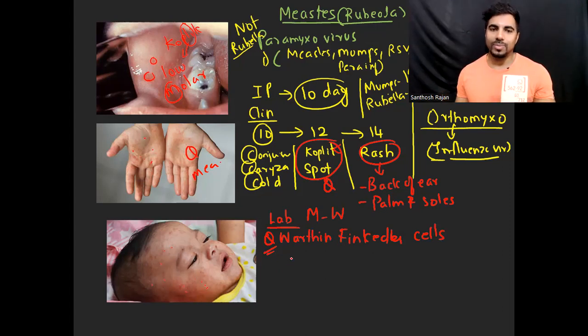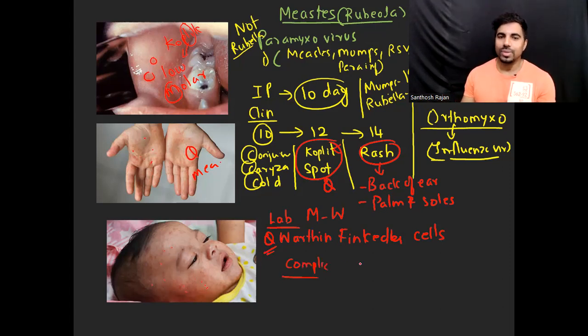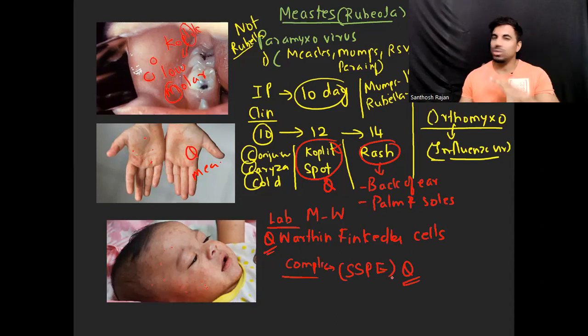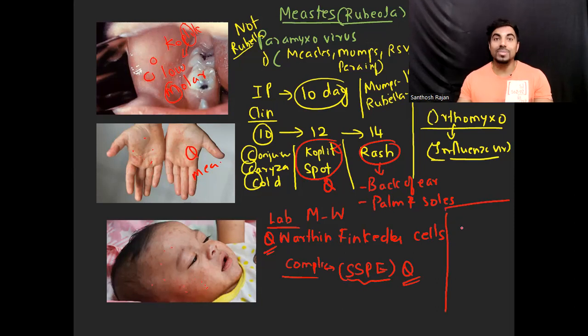One more important thing we are forgetting: the complication. Apart from the symptoms, nowadays they frequently ask about the complication. What is that? SSPE, subacute sclerosing panencephalitis. People get crazy after years with a neurological problem. Usually the patient dies before that, but this severe condition is called SSPE. And if you want to talk about the vaccine, what is the vaccine name? Edmonston-Zagreb.